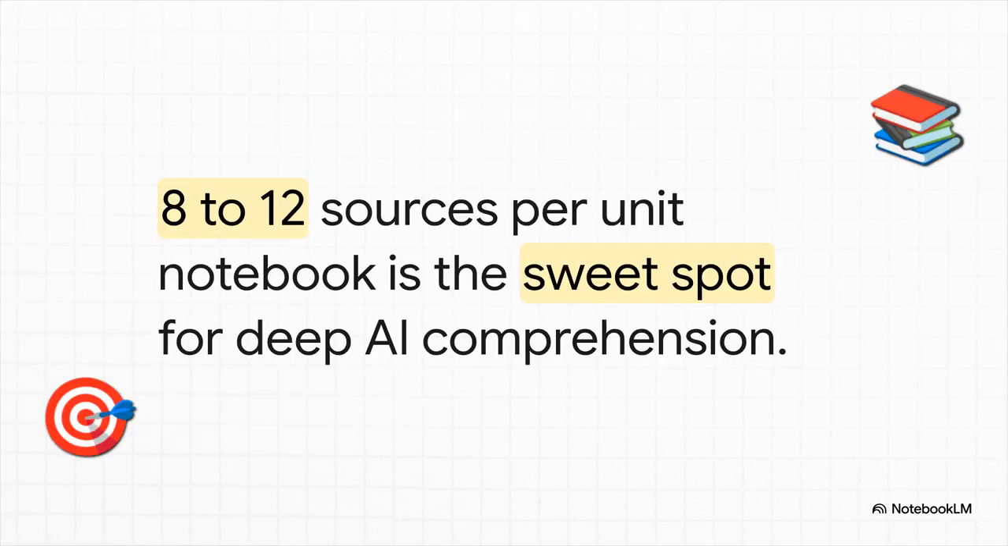Also, when you're uploading, keep it laser-focused. Don't just dump 50 PDFs into one notebook just because the free tier allows it. It's a total trap. The more sources you stack, the less data it pulls from each individual file. So the sweet spot? Right around 8 to 12 sources per unit notebook. That is where you get the absolute deepest, most accurate AI comprehension.